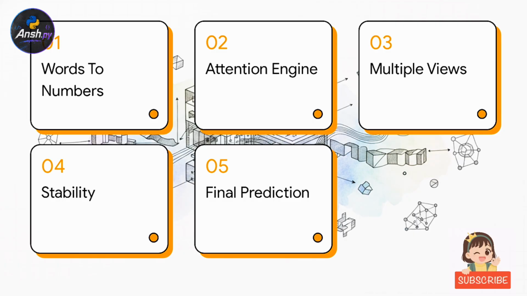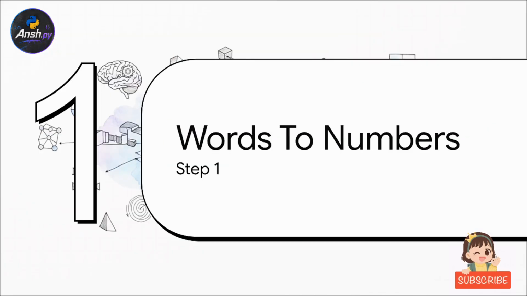First, words to numbers. Second, the attention engine. Third, multiple views. Fourth, stability. And finally, the feed-forward step. Simple, right? Let's take it one step at a time. All right, step 1, from words to numbers. This is exactly where our journey begins.